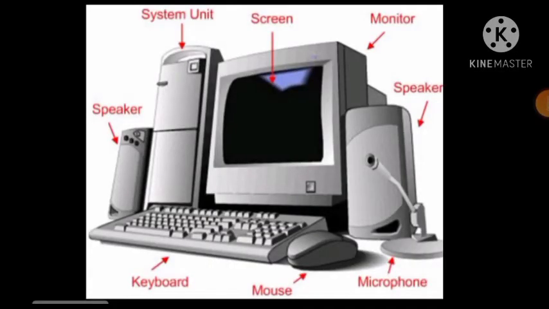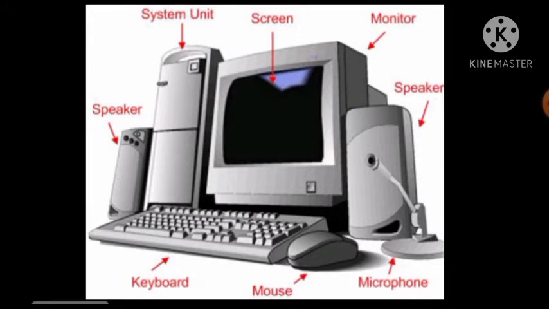What is a computer? You all know that, children. Computer is an electronic device that processes the data and information according to our needs. We can save the data and convert it into information. We all know that. We have studied this in our first term itself. Computer is an electronic device or machine.